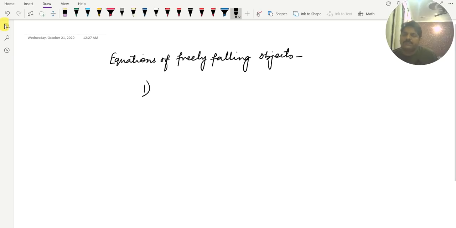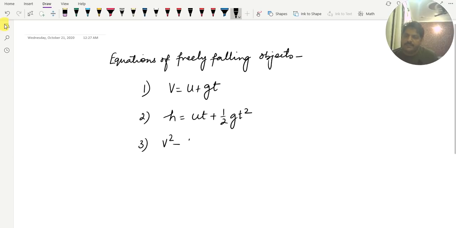The first one was v is equal to u plus gt. The second was h is equal to ut plus half gt square, and the third one we discussed was v square minus u square is equal to 2gh. So let us continue with the same.